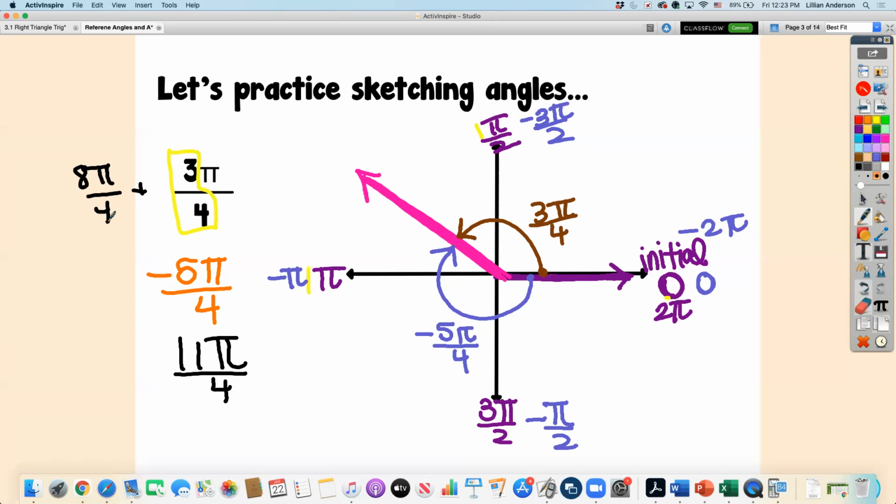Using your knowledge, being a little inquisitive here, 11 pi over 4. That's bigger than 2 pi, is it not? 11 divided by 4 is like 2 3/4. So that means I've gone around completely one full time, and then I've gone another 3/4 of the way. So I still have the same initial side, the same terminal side. I've just gone around one full revolution, and I've ended back at my terminal side.